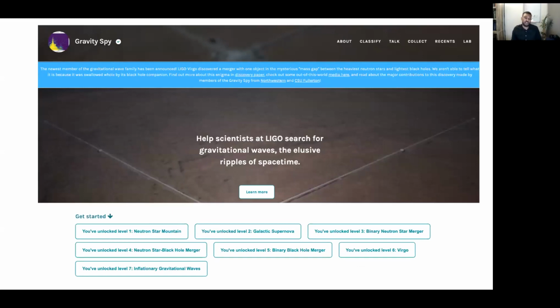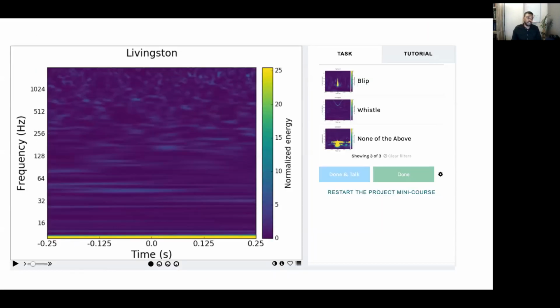Gravity Spy participants classify glitches which help astrophysicists search for gravitational waves. So this is an example of the classification interface. The primary task for volunteers is to examine these glitches on the left and categorize a glitch into one of the classes on the right. And participants are also shown gold standard data so that we can assess their performance.